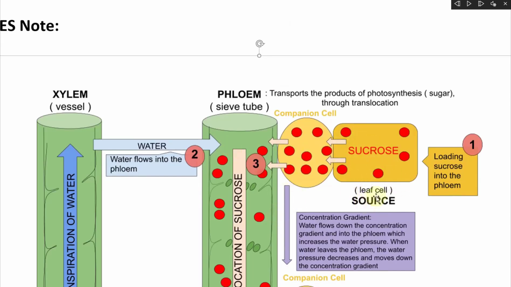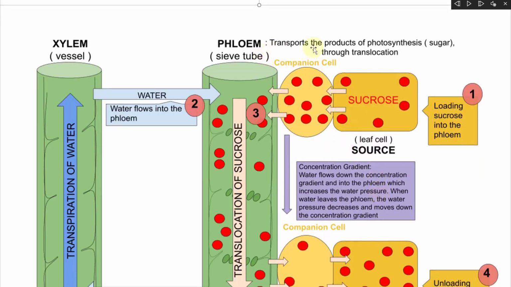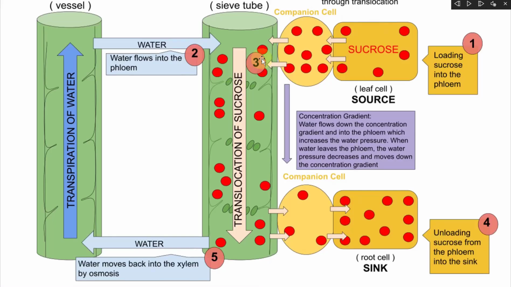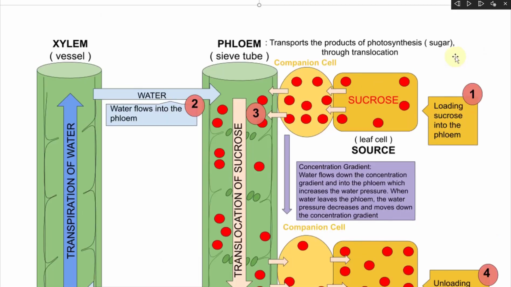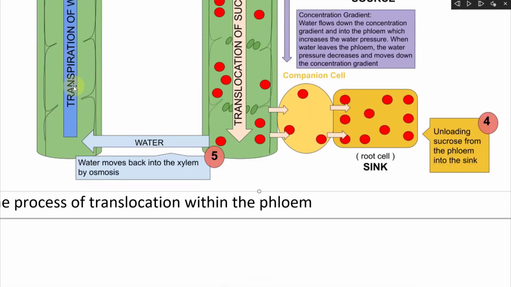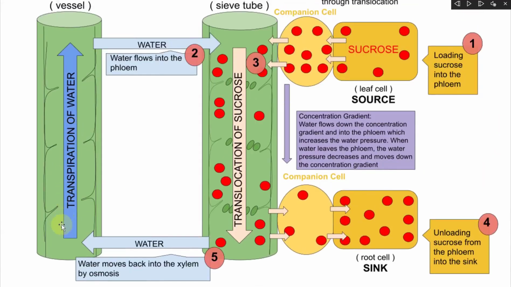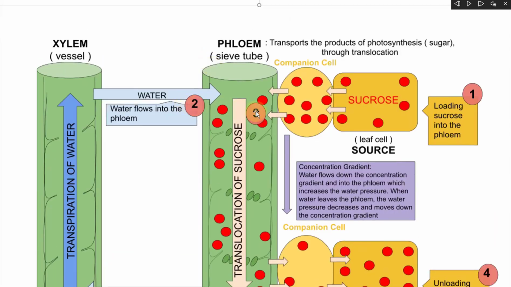For example, a leaf cell could be the source. The phloem transports products of photosynthesis, sugar or carbohydrates, through translocation. You have sucrose in there, it gets transported via the companion cell, and then brought inside the sieve tube. That's step one. You also have step two here, which is the xylem, that vessel usually transporting water. So we have transpiration, the water going upwards, and then this water also flows into the phloem. That's number two. And now we have number three, with the sugar going inside.